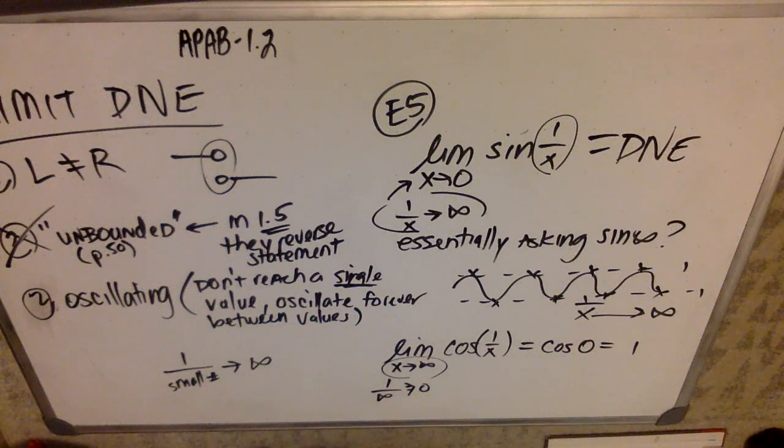The difference here is that this quantity inside the sine is going to infinity, and so it's never going to reach a specific value, okay? And that's going to happen with any of these periodic functions that go back and forth and back and forth and back and forth, okay? So that's an example of a limit that does not exist because it's oscillating.